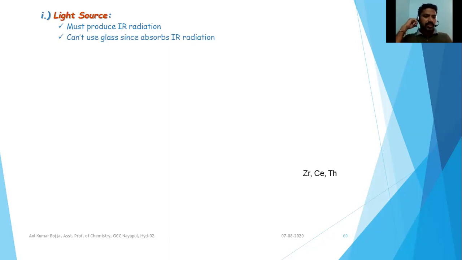It cannot use glass, since glass absorbs infrared radiation. Got it? So glass should not be used in preparing the equipment inside the instrument, and even in making the source, glass involvement must not be there. If it is, the glass will interact with the infrared radiation, so it is not a good infrared radiation source. Glass should not be used.